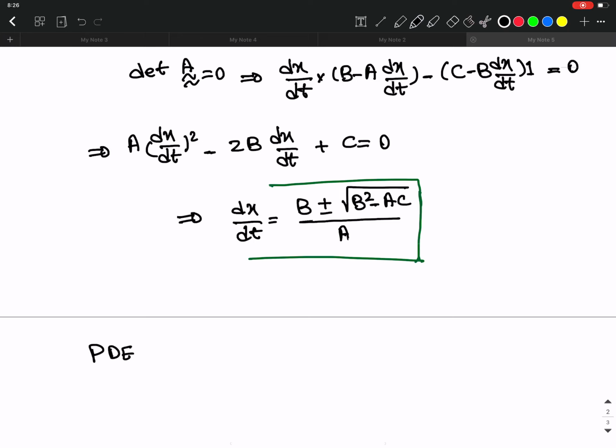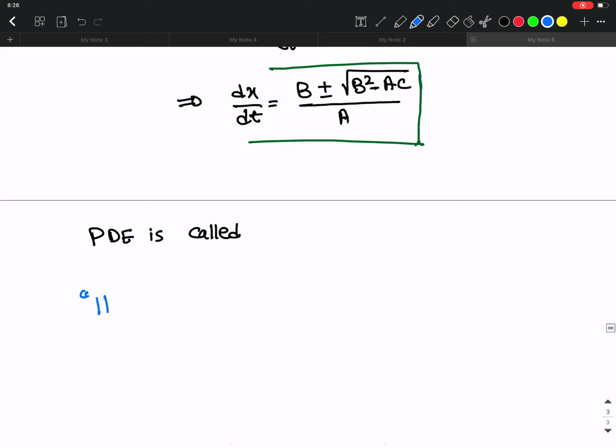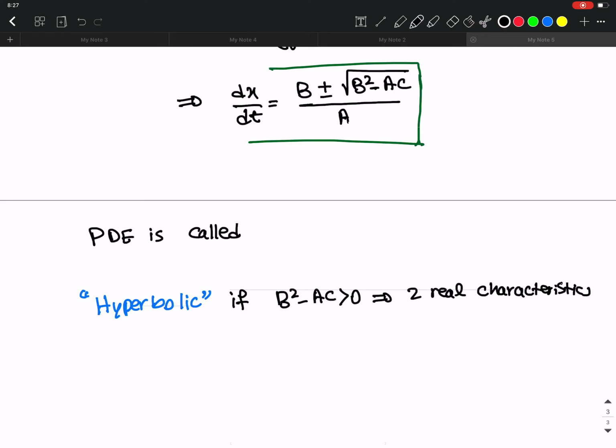So a PDE is called hyperbolic if b squared minus ac is greater than zero, and this means that we are going to have two real characteristics, right? We call a PDE parabolic if b squared minus ac equals zero. And this means that we are going to have only one real characteristic, okay?